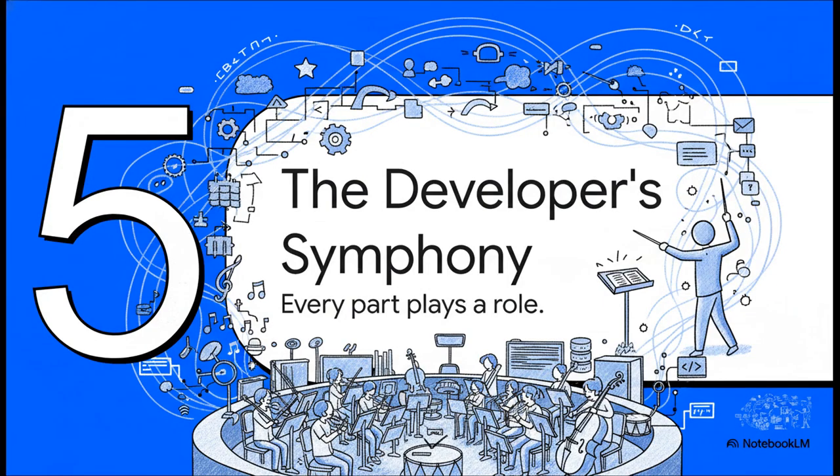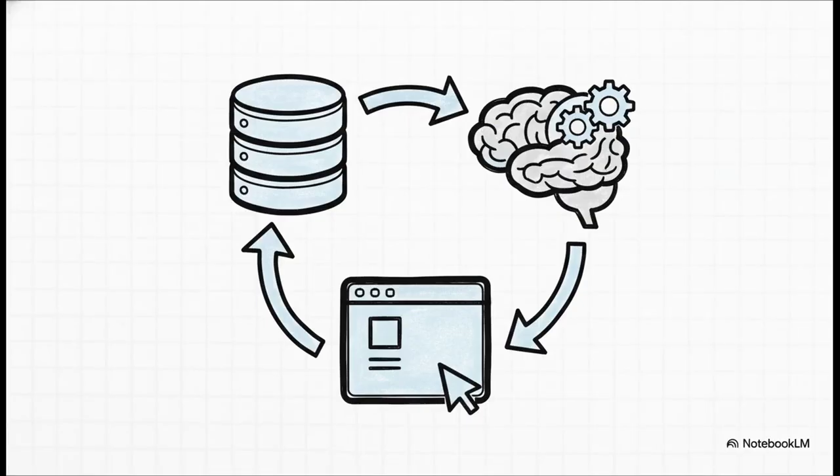And all of that brings us to the big idea here, the developer's symphony. Because a truly great application isn't just about one of these parts. It's about how every single piece plays its role perfectly together. So, to wrap it all up, it's these three core layers working in perfect harmony. You've got the blueprint, that's the what. It's the information the app is built around.